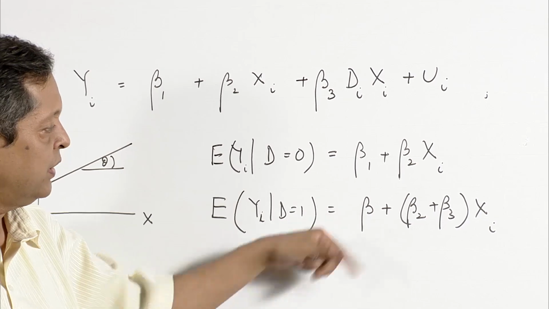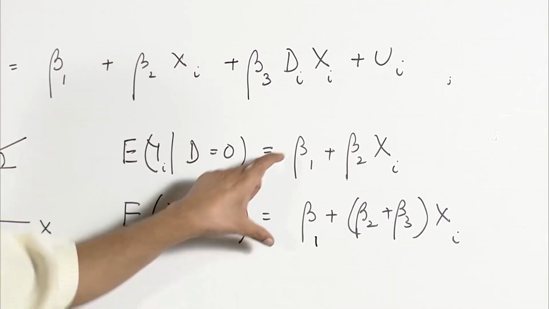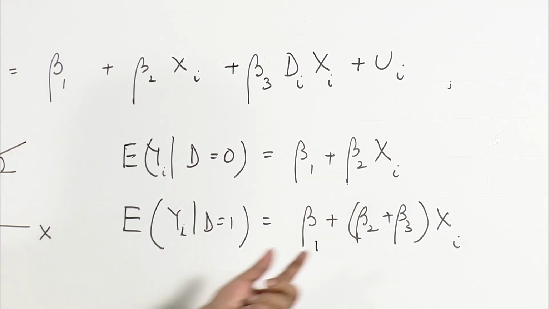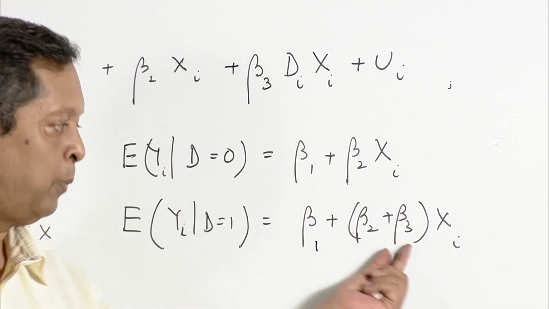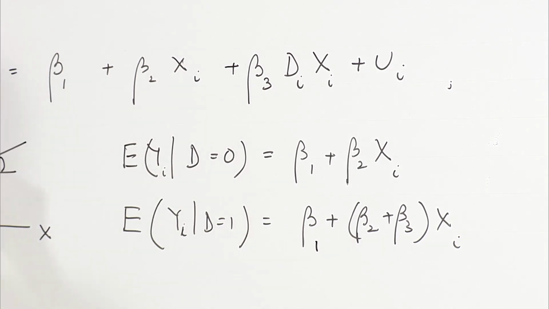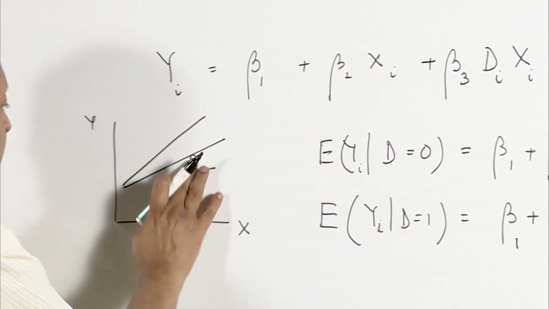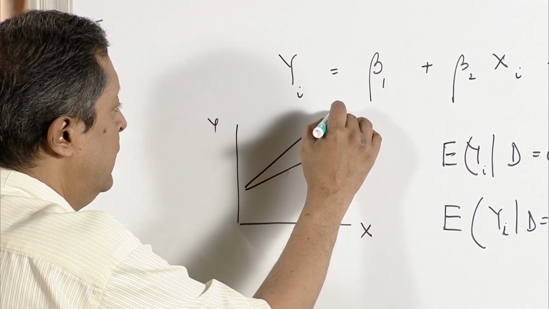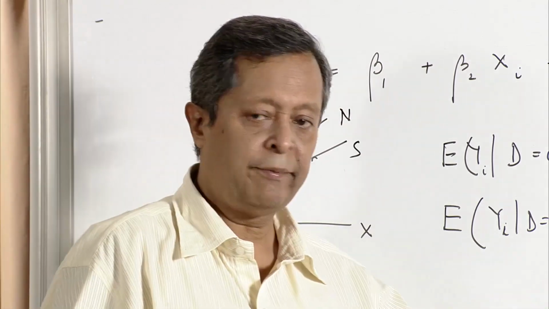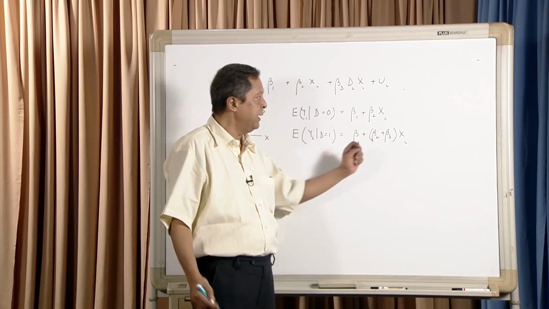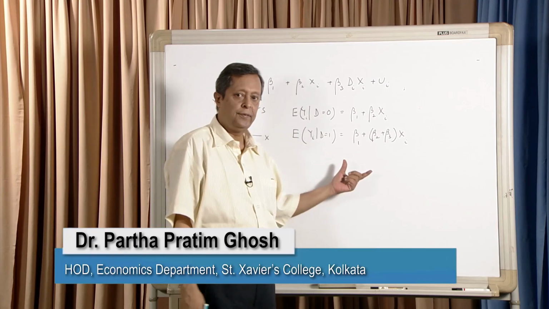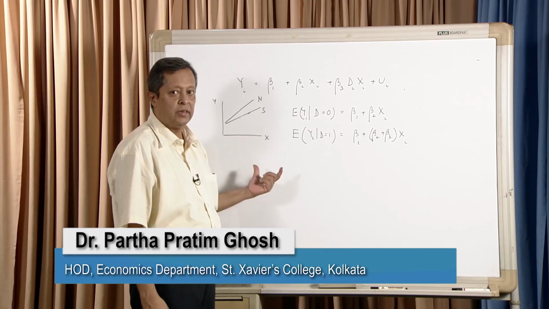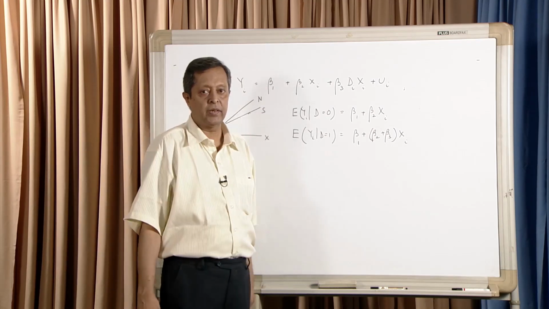For the north, what is the difference? The difference is the intercept remains the same, but the slope has changed. So, we are supposing that beta 3 is positive, so that you have another regression like that. So, these are two regression lines for the two regions. This is the base, the south, this is the north. So, what is beta 3? Beta 3 is the incremental effect of being in the northern region over being in the southern region as far as the slope of this regression is concerned.